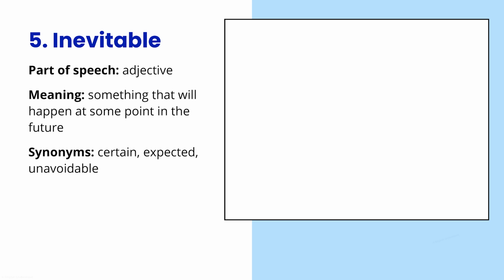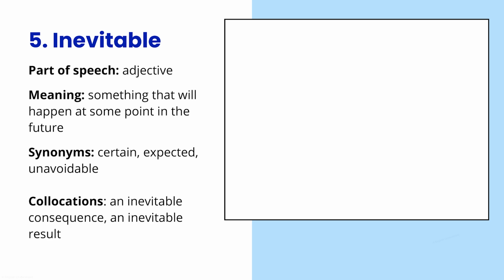Some synonyms are certain, expected, and unavoidable. Some common collocations are an inevitable consequence. So this simply means a consequence or an effect that will happen. And another collocation is an inevitable result.